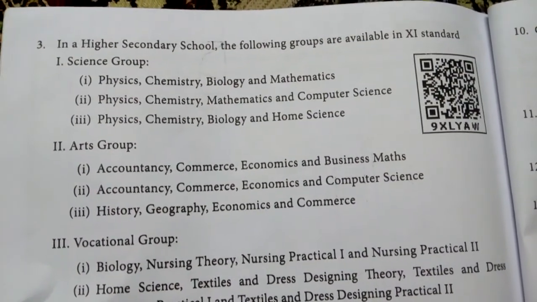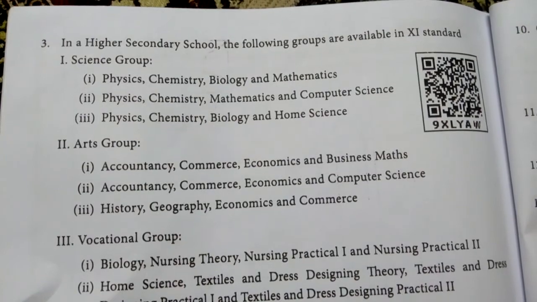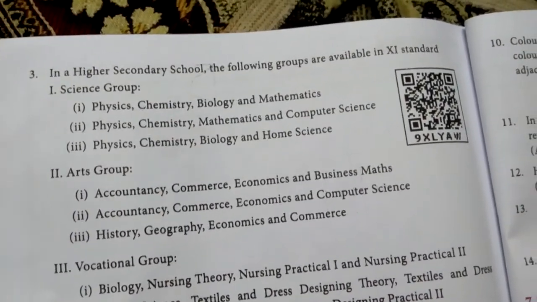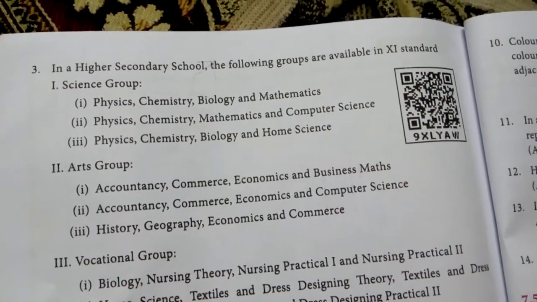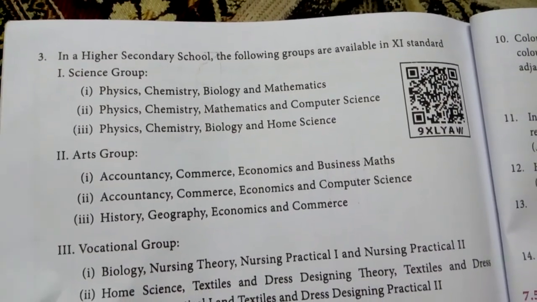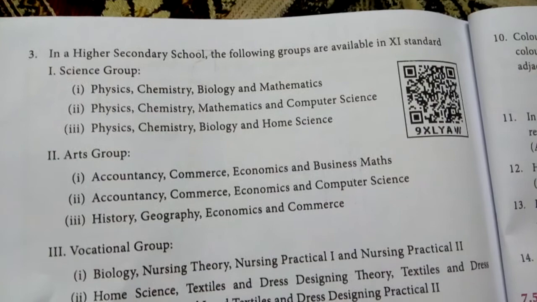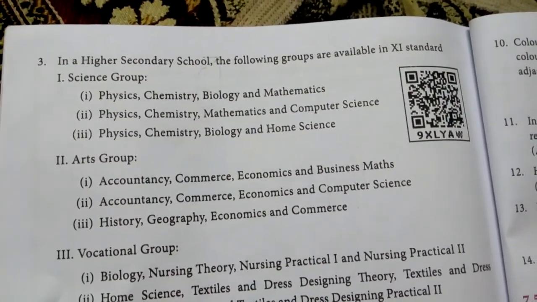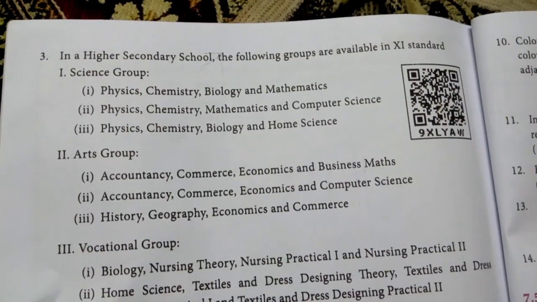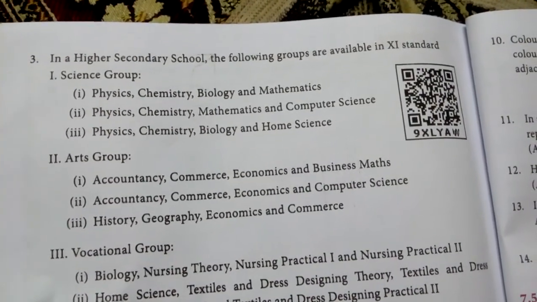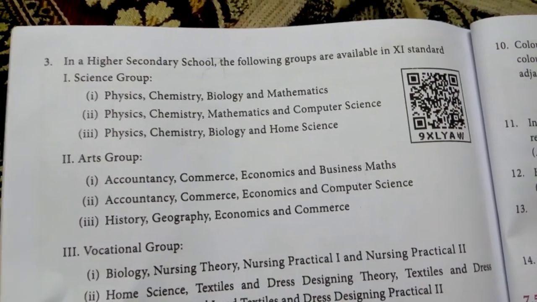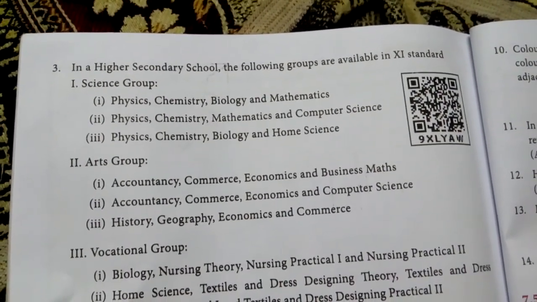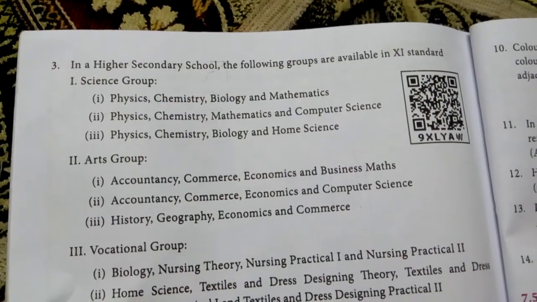And the second group, physics, chemistry, mathematics and computer science. If you choose the first one, you can go for doctor, and the second one is suitable for engineering. And the third one is physics, chemistry, biology and home science. And then the second group is the arts group. So this is accounts, commerce, economics and business maths; accounts, commerce, economics and computer science; history, geography, economics and commerce. When you select these groups, you are not eligible for engineering and doctor. It is preferable only for B.Com.